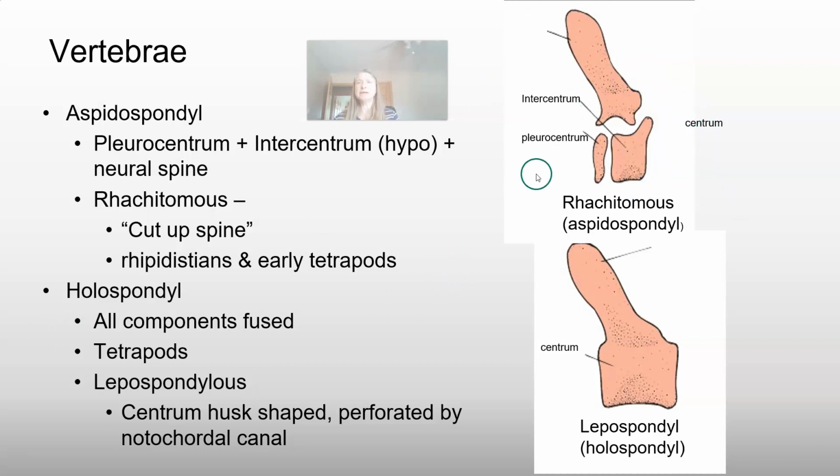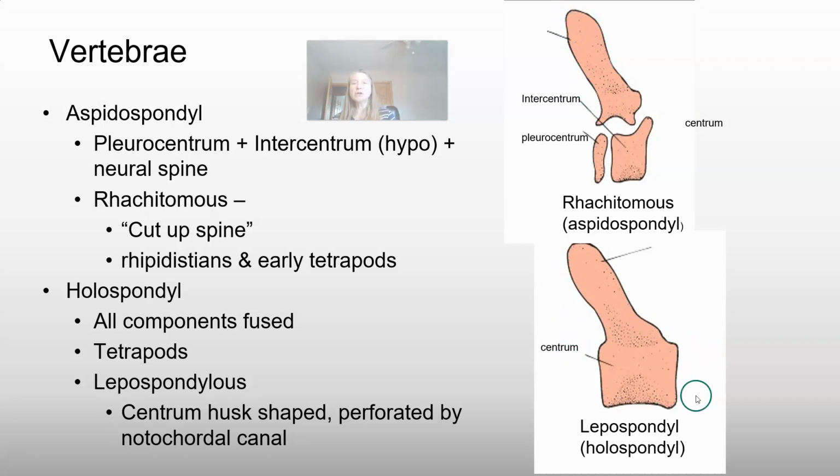this vertebrae up here is an example of a spinospondyle, and it's a specific type called rhachitomous, which means cut up spine. So basically, if you think about your vertebrae, you could have a centrum, which is this area here. The centrum can be made up of a pleurocentrum and intercentrum, and we see differences among taxa which remains, okay? So a lot of times maybe we can't see which is which, but when we have a cut up spine, we can see that the pleuro and intercentrum are separated. Then we, of course, have the spines, okay?